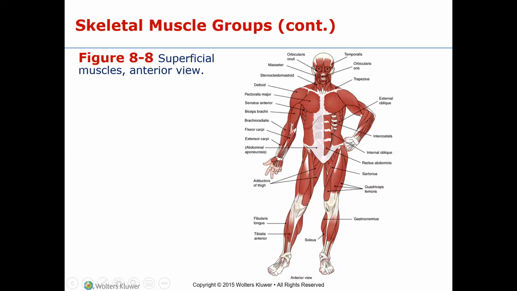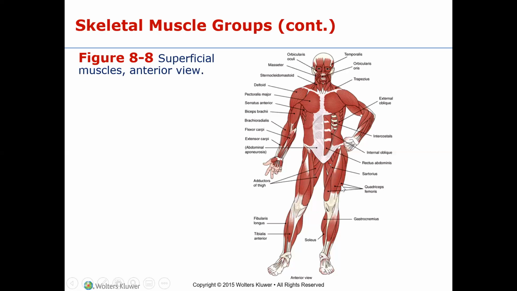The brachioradialis, which is here on the lower arm. So biceps brachii and the brachioradialis. The sartorius. The sartorius is along the inside of the leg here. These are just the largest muscle groups. You will need to know the quadriceps femoris, which constitute 3 of them. You will not be responsible for their individual names.